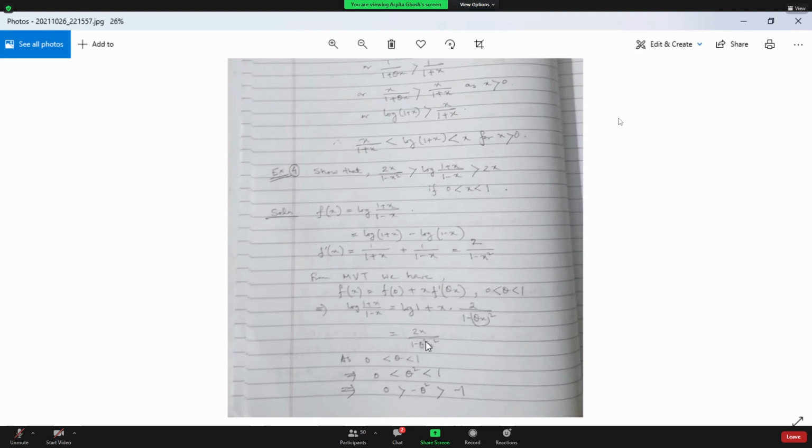Now let's start from this. Theta lies between 0 and 1. So theta square will also lie between 0 and 1. So 0 less than theta square less than 1. Now we have to find out minus theta square into x square.